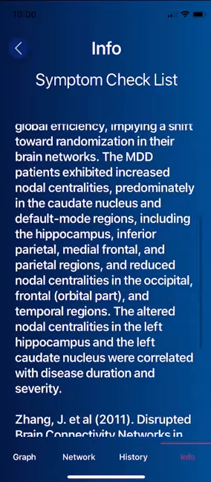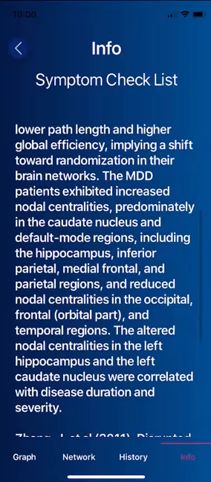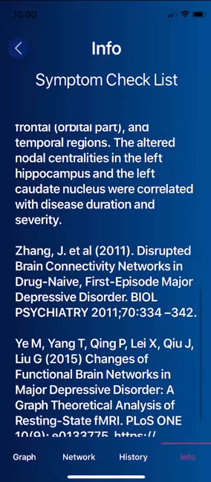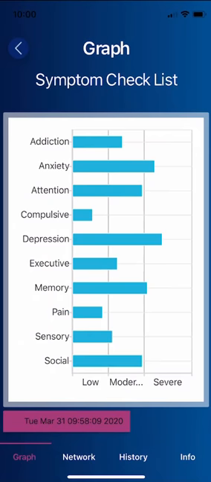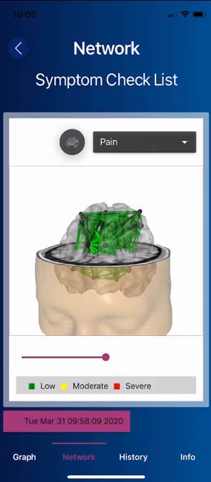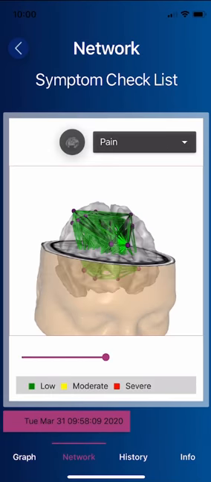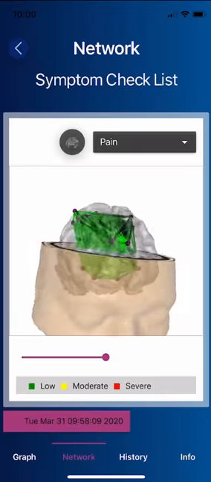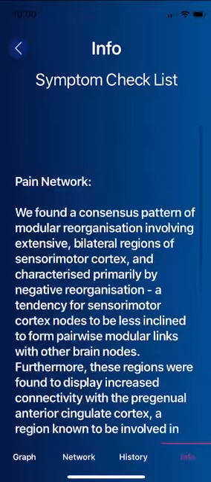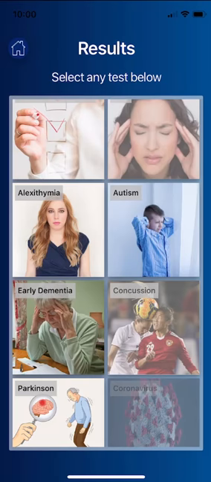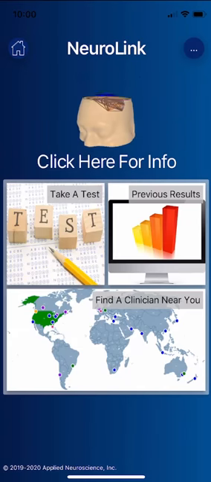Here's the depression network. This is information that can be obtained from the National Institutes of Health and the National Library of Medicine. So one can evaluate. Here's the pain network. The pain network is not severe. That's why it's low. But one can also still evaluate what the pain network is and look at these different components. Then one can also get connected to a clinician on this map.